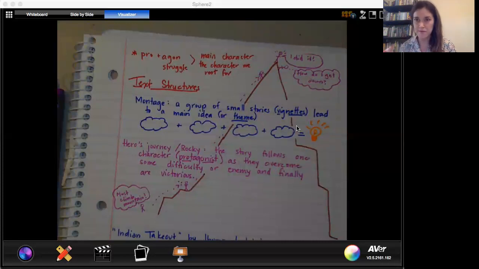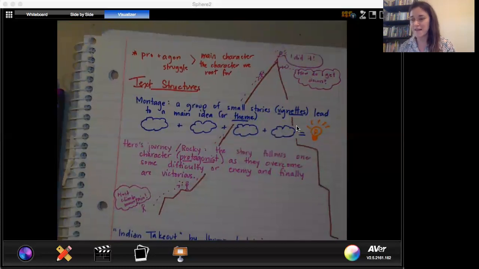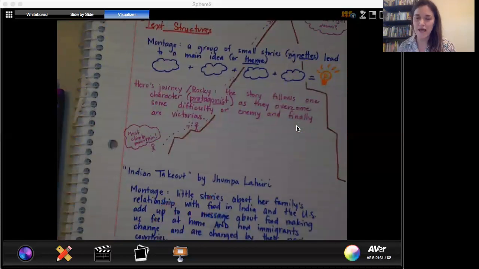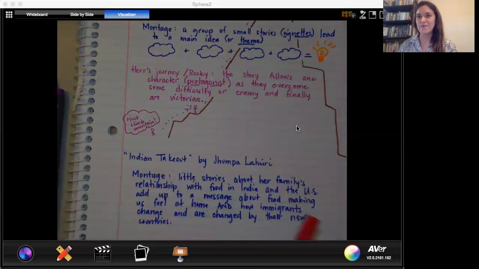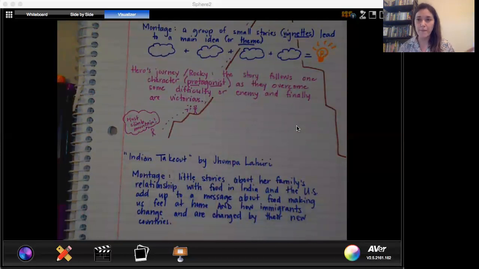And so if I'm thinking about the stories that we've read, first I think about Indian Takeout by Jhumpa Lahiri. I really think that this is a great example of a montage story because it's a bunch of little stories about her family's experiences with food growing up and their relationship with food in India and the US. And then it ends up telling this message about the importance of food and how food carries culture, and also about immigrants and how they change and are changed by the process of immigration, right?